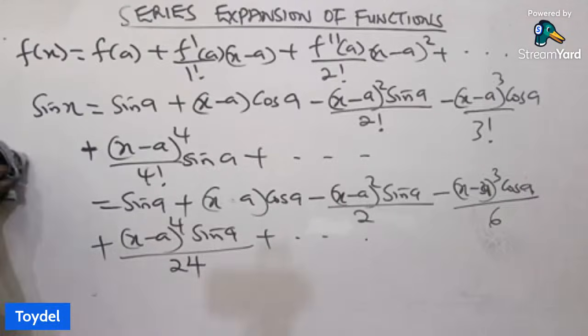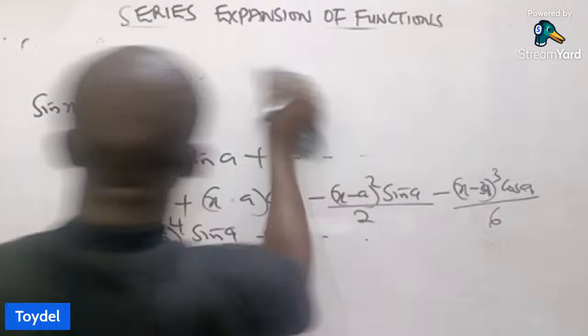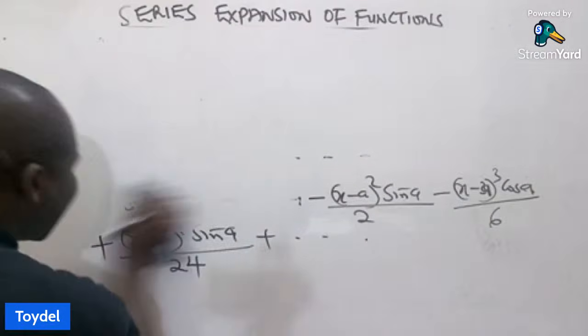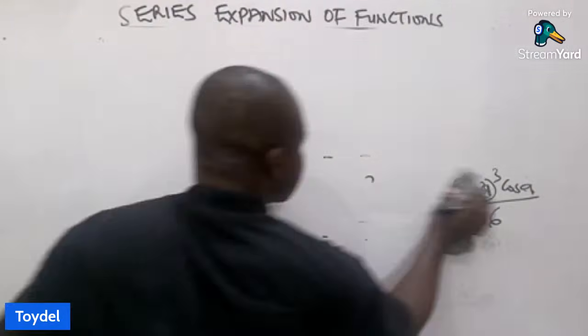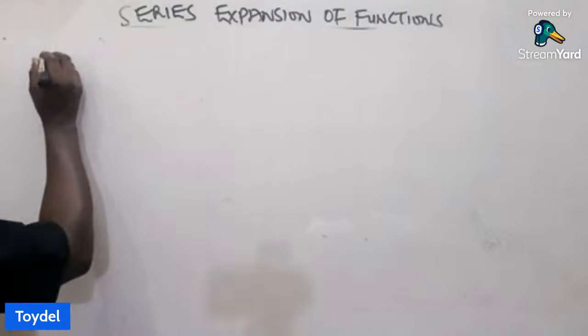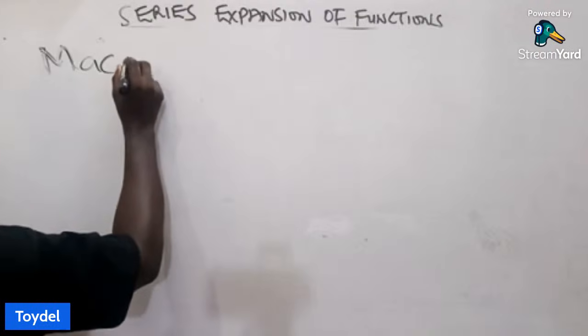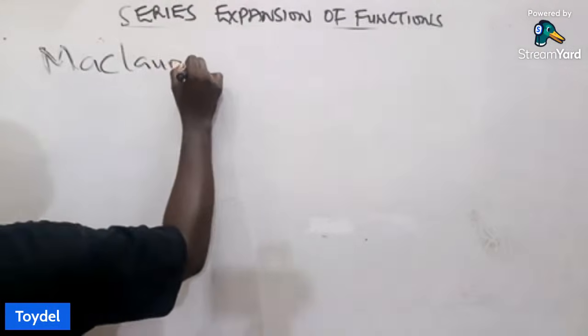This is the Taylor series expansion of sin x. We can find the Taylor series expansion of any function, as long as we can write the series in the form of x minus a. So let's consider the second expansion, which is called the Maclaurin series.